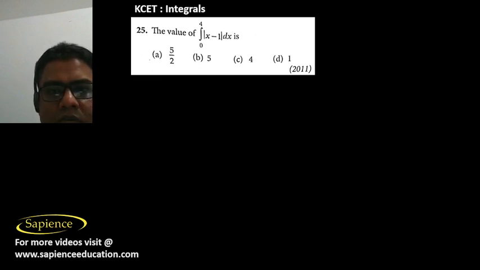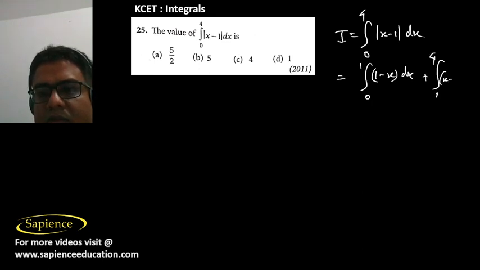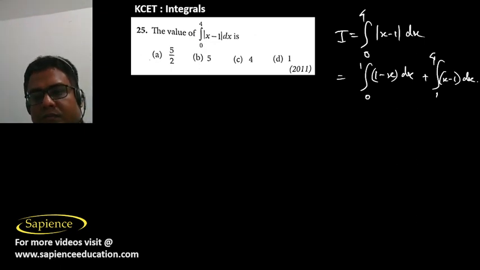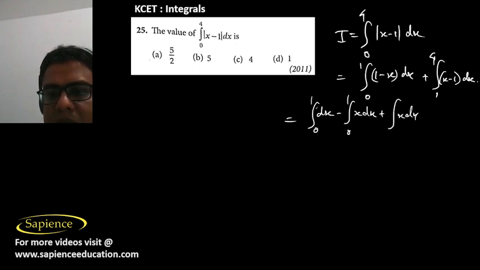Then we have to find the value of this integral 0 to 4 mod of x minus 1 into dx. So from 0 to 1, I should say that this is 1 minus x dx from 0 to 1, and more than 1 it will be x minus 1 dx. So this will be integral dx minus integral x dx, which is 0 to 1, then plus integral x dx from 1 to 4 minus integral dx from 1 to 4.